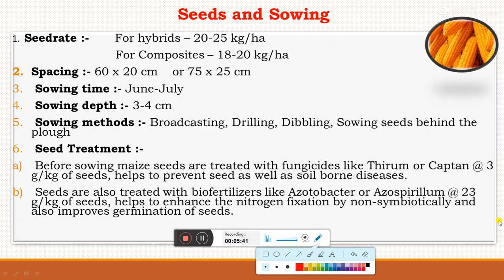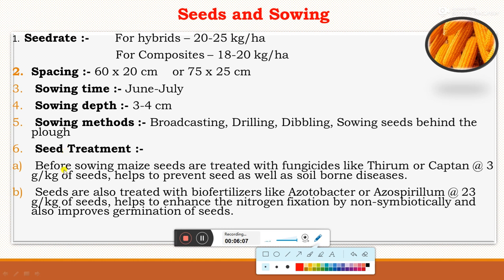And next one is seeds and sowing, especially the seed rate required for maize per hectare as a hybrid, that is 20 to 25 kg per hectare, and for composites that is 18 to 20 kg per hectare, and spacing required for maize 60 by 20 centimeter or 75 by 25 centimeter. Then sowing time, that is June to July. Sowing depth 3 to 4 centimeter. Then sowing method, that is broadcasting, drilling, dibbling. Sowing seeds behind the plow.